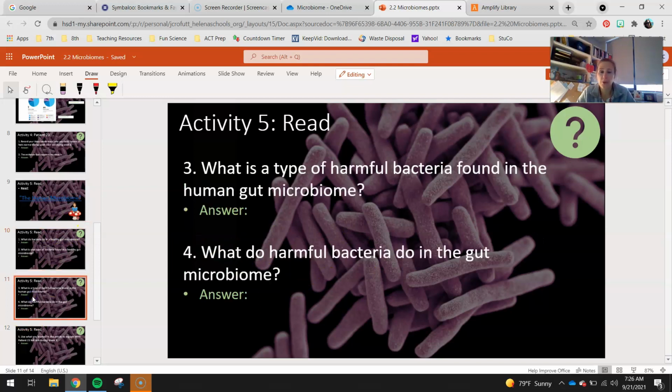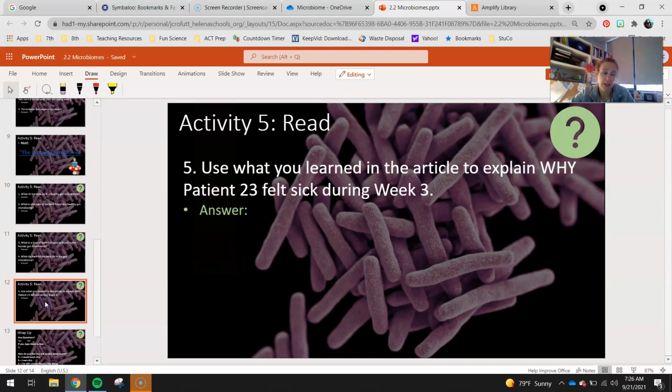What is a type of harmful bacteria found in the human gut microbiome? So what's a bad one that we would find in there? And what do harmful bacteria do in the gut microbiome? Finally, use what you learned in the article to explain why patient 23 feels sick. Okay, so again, you saw the information about patient 23 in that introductory pie chart on the case study. But now you have a little more scientific background from the article. So what did you learn in that article that's going to give you a better description as to why patient 23 is feeling sick in week 3?